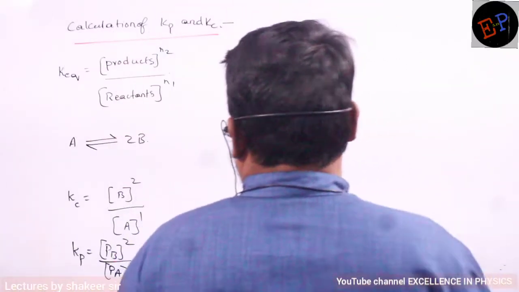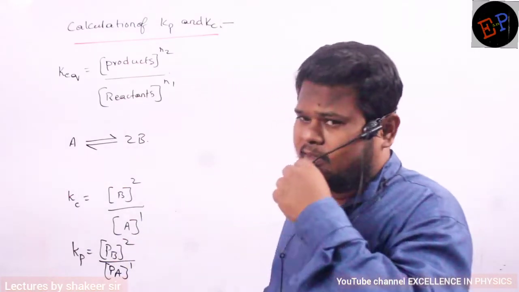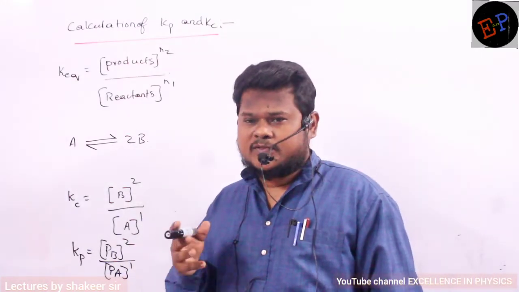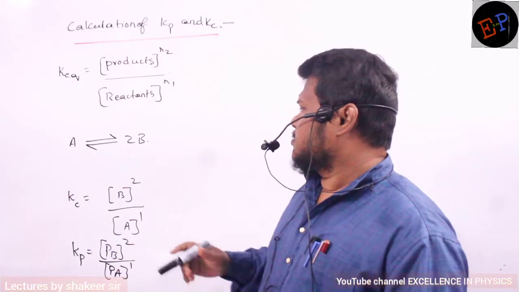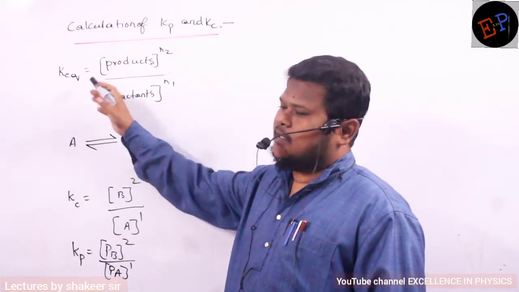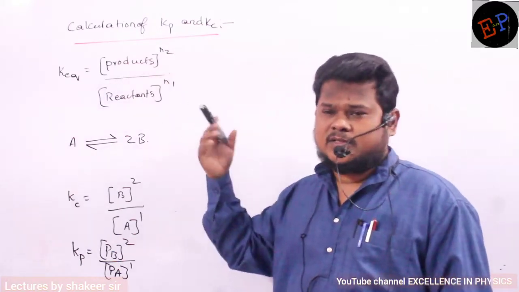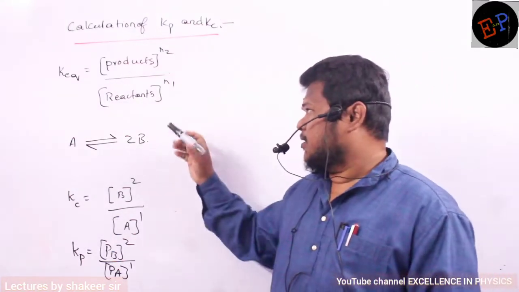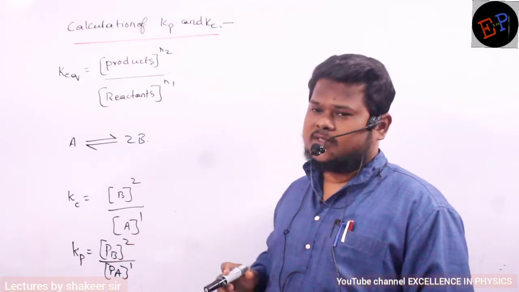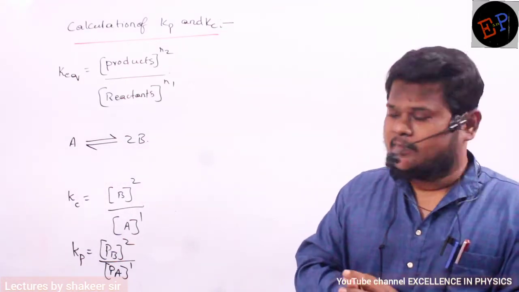Okay, so now let us see how we can calculate Kc and Kp values when problems are given. What is meant by the equilibrium constant? Already we have written this one. The concentration of products to the power of its stoichiometric coefficient divided by the concentration of reactants to the power of the stoichiometric coefficient of reactants. Clear?